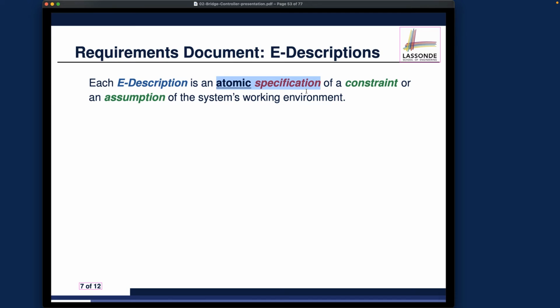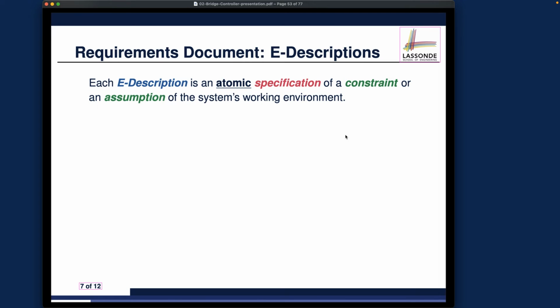That's why it's called atomic. It should be simple, it cannot be simpler. It should be of a constraint or assumption of the system's working environment. That's something that's beyond the system's control, so that's something we have to assume. Typically, they should be encoded as axioms.